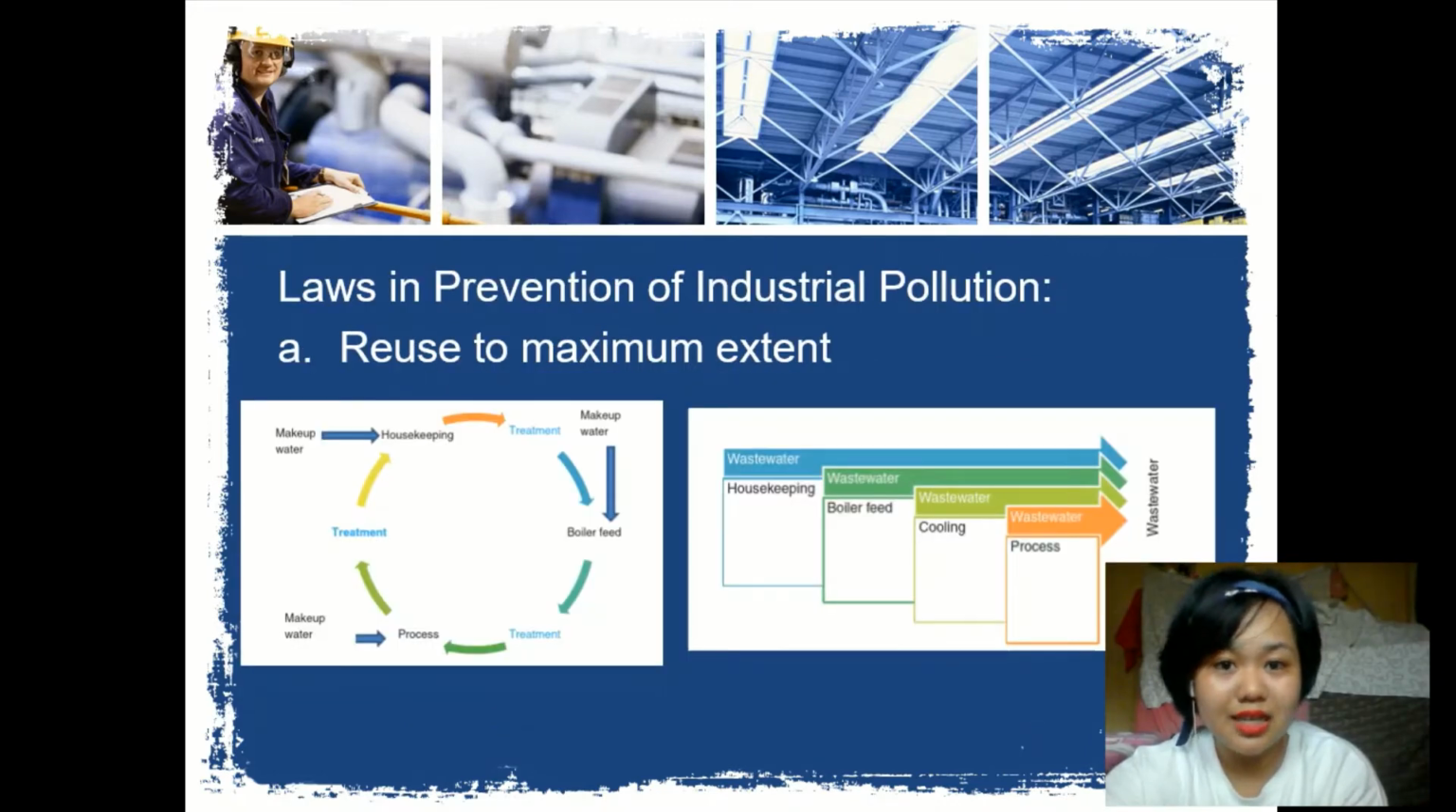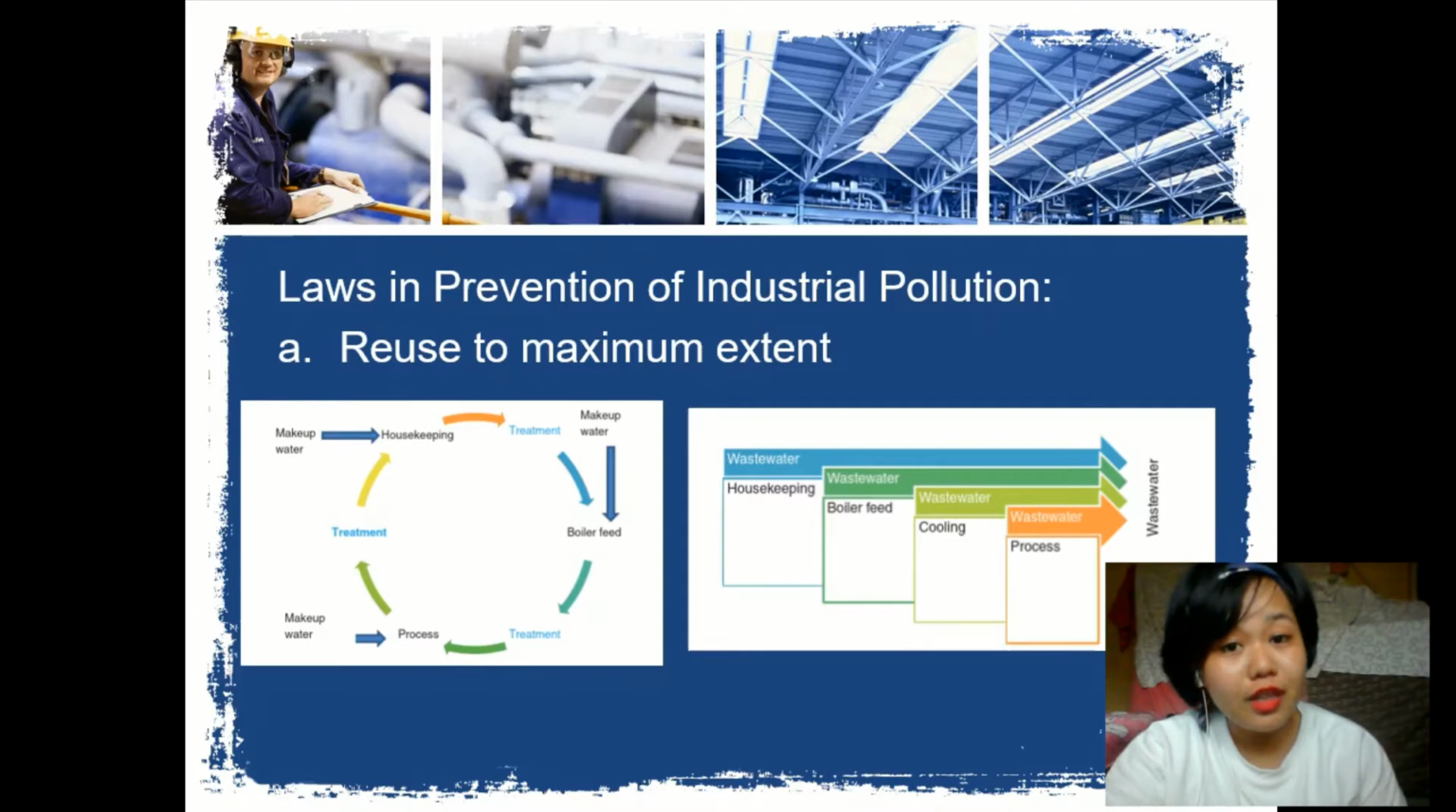Even though the industrial sector consumes less water than agriculture and domestic users, it has high pollution potential that releases complex pollutants. That's why there were laws imposed to prevent industrial pollution. The first law was the reuse of water to its maximum extent. Water was used and wasted when it was abundant. Instead of keeping water in a closed-loop system like this, it is often used in a linear system.